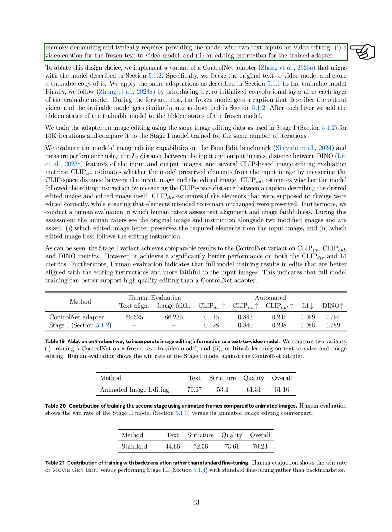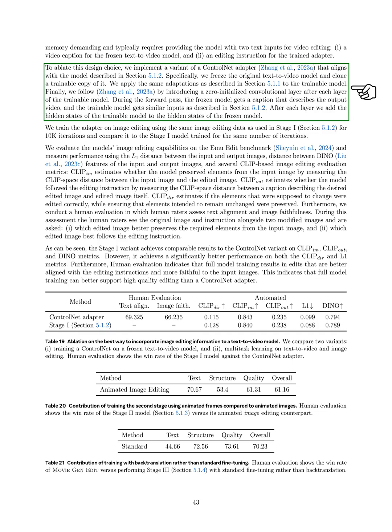However, it requires more memory and 2 text inputs for video editing, a caption for the frozen model and an editing instruction for the adapter. To test this, we create a version of a ControlNet adapter that aligns with our earlier model. We freeze the original text-to-video model and make a trainable copy, applying the same adaptations as before.